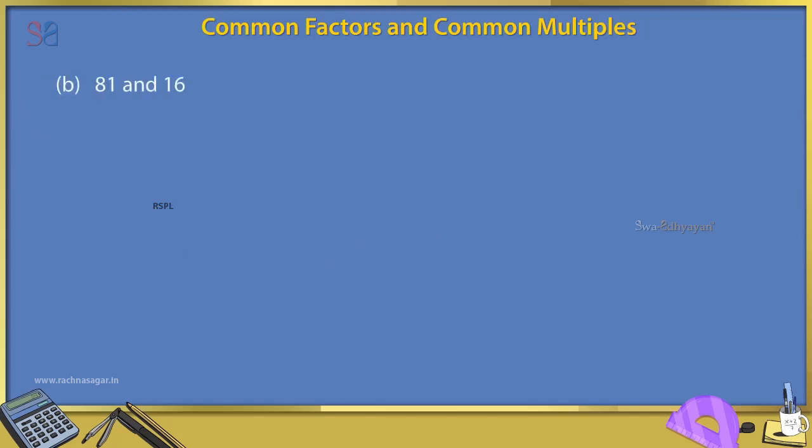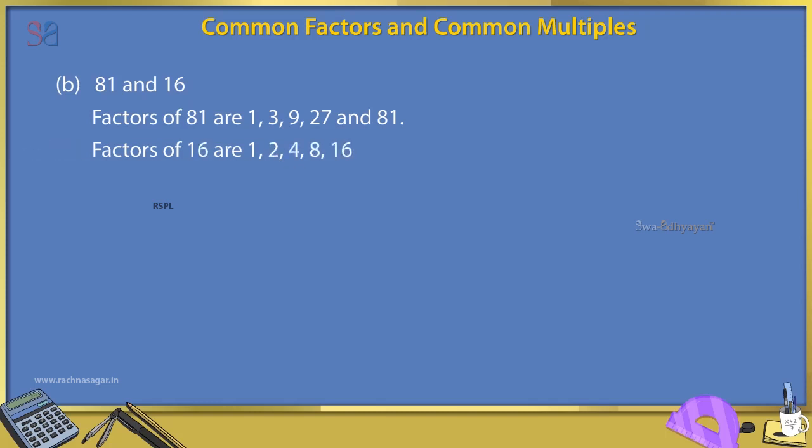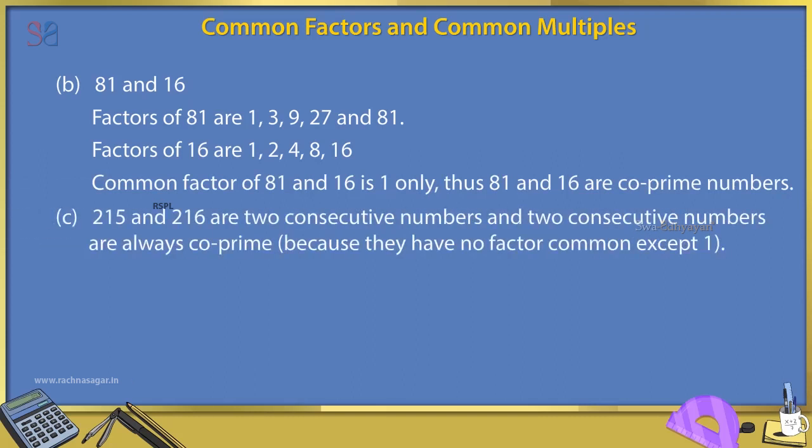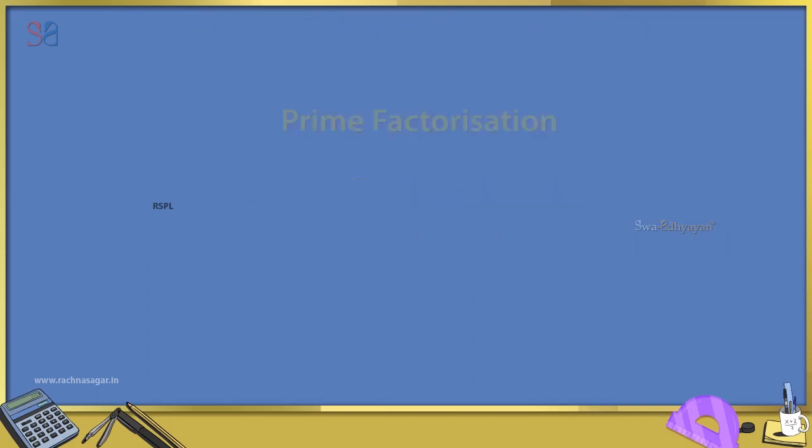B. 81 and 16. Factors of 81 are 1, 3, 9, 27 and 81. Factors of 16 are 1, 2, 4, 8, 16. Common factor of 81 and 16 is 1 only. Thus, 81 and 16 are co-prime numbers. C. 215 and 216 are two consecutive numbers, and two consecutive numbers are always co-prime because they have no factor common except 1.